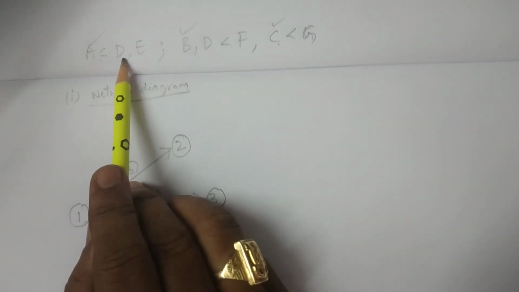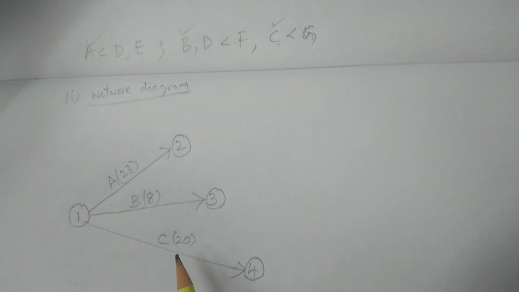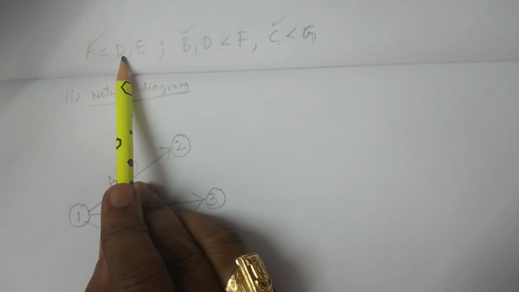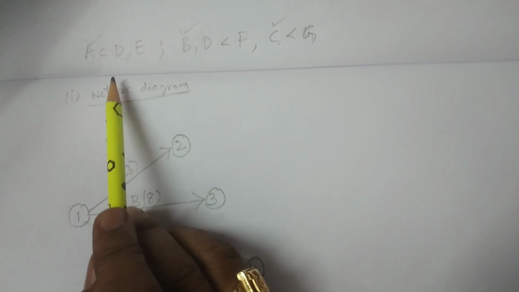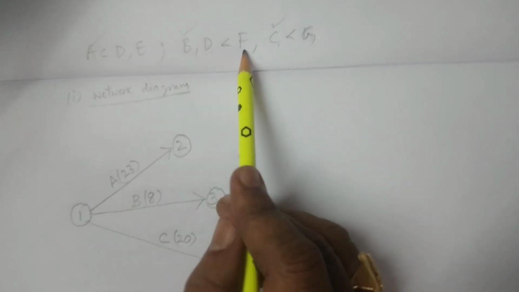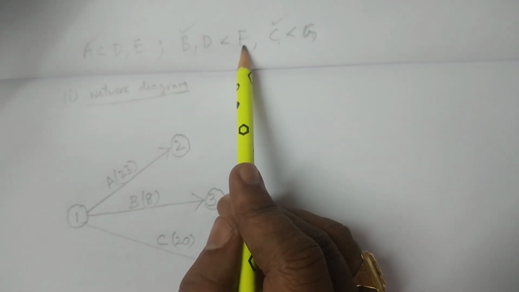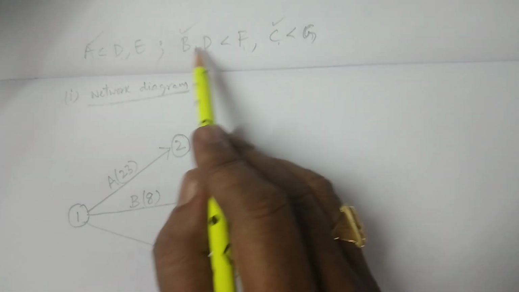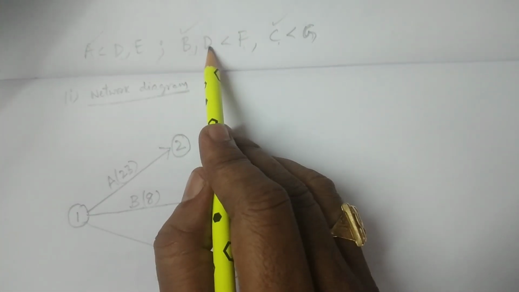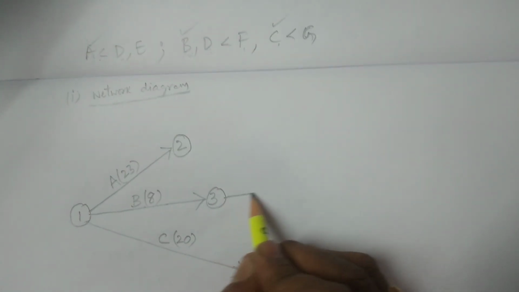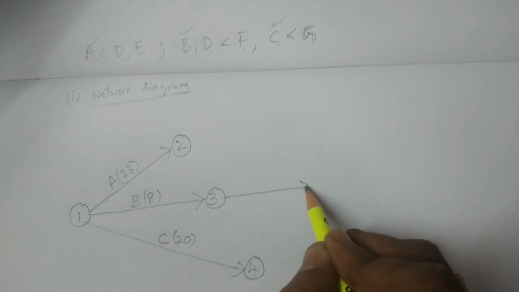A is less than D, E. Now you search for any relation between D and any other activity, because I have constructed A and B. Now you see the next one, B, D less than F. So after B, F is going to be started. For the time being you leave D, and first of all you consider B. After B, I'm considering F in this manner.